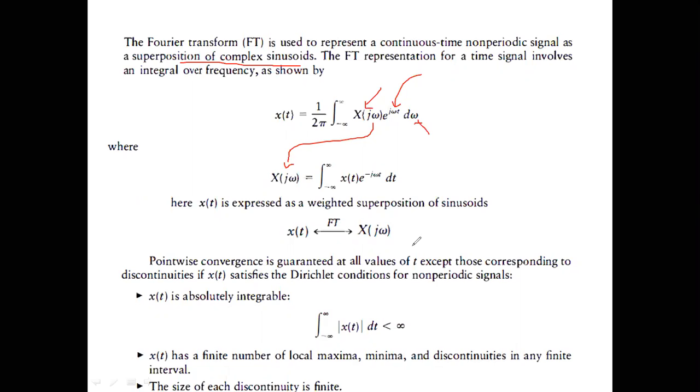Does the Fourier transform, X of omega, by the way, exist for all values? As a student, I always got confused: which is the Fourier transform, the first one or the second one? This is the Fourier transform.